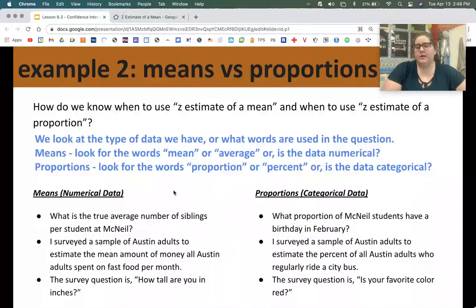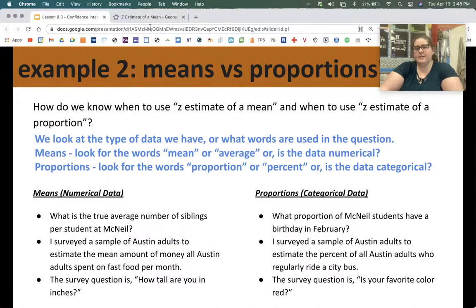The last example, the survey question is, is your favorite color red? So there's no percent or proportion in that sentence, but is your favorite color red? That is a yes or no question. That is categorical data. It is not a number. It's not numerical. It's categorical. So I would be using proportions because it's categorical data.